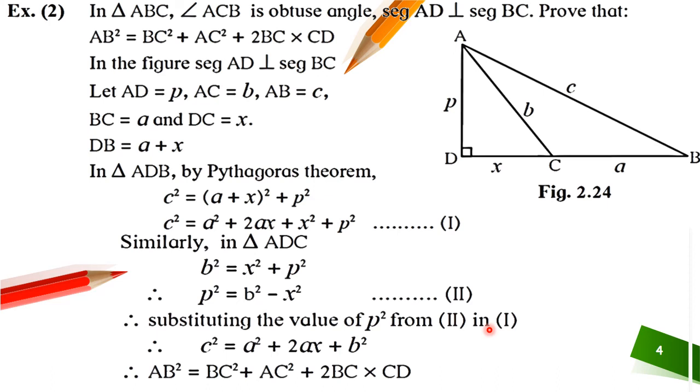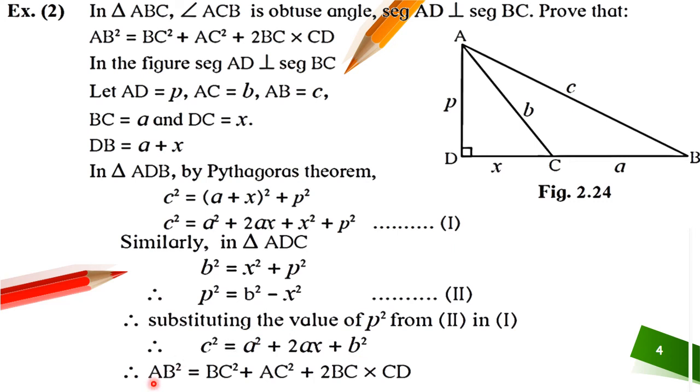Just like we did in the previous question, this value of p square we substitute in equation 1. So c square is equal to a square plus 2ax plus p square. Now when you are substituting, in place of p square, if you write b square minus x square, then x square minus x square is 0, so that will get cancelled. A square plus 2ax plus b square will remain. Now you resubstitute it.